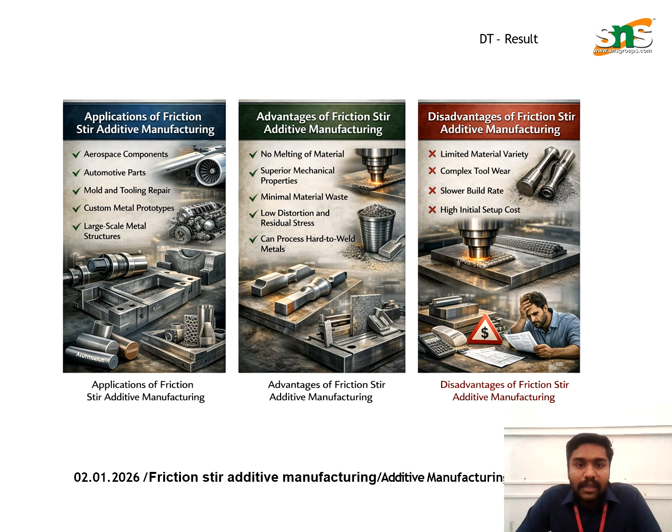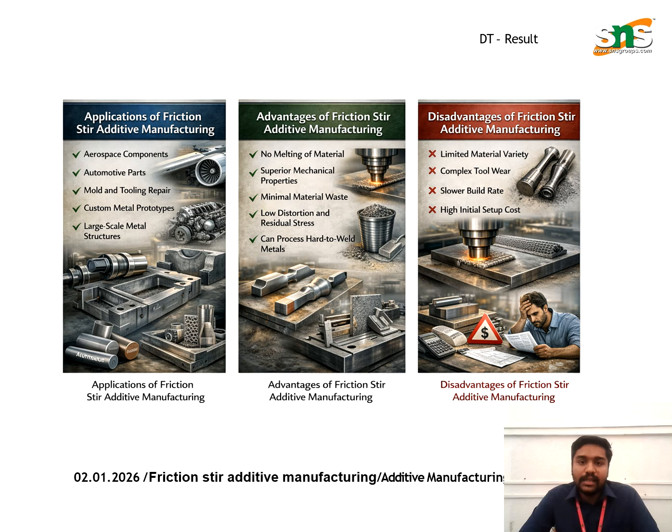Then the advantages will be no melting of material. The metal melting stage is not carried out here. The second will be superior mechanical properties. Compared to traditional manufacturing, friction stir additive manufacturing based products have superior mechanical properties. And the third, the main thing, is minimal material wastage.